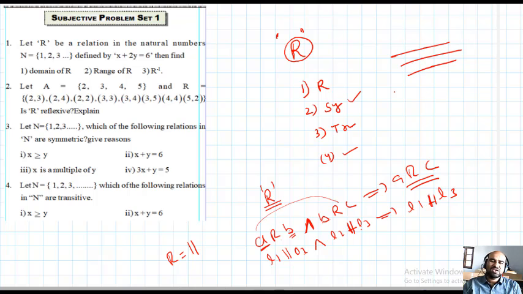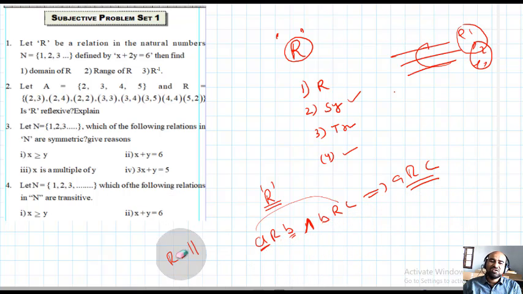Three parallel lines are given, L1, L2, L3. L1 and L2 are parallel, L2 and L3 are parallel. What is the relation between L1 and L3? Parallel only. This statement is true. That's why parallelism is a transitive relation. Now checking, very difficult.